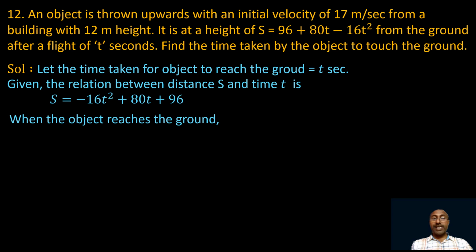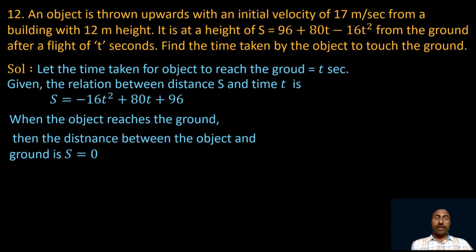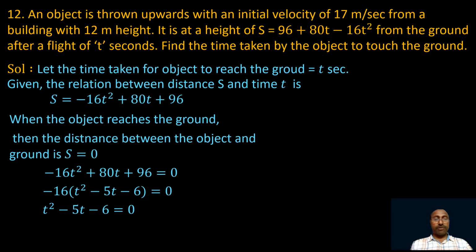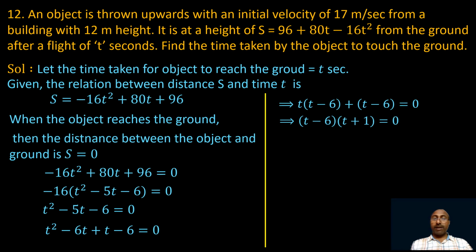When the object reaches the ground, the distance between the ground and the object is 0, isn't it? So minus 16t square plus 80t plus 96 equals 0. Taking minus 16 common, we get t square minus 5t minus 6 equals 0. By factorizing it, we get t square minus 6t plus t minus 6 equals 0, and after these steps we get either t equals 6 or t equals minus 1.